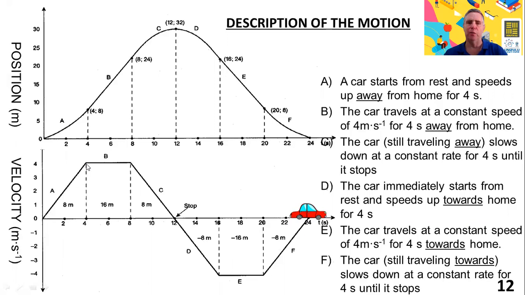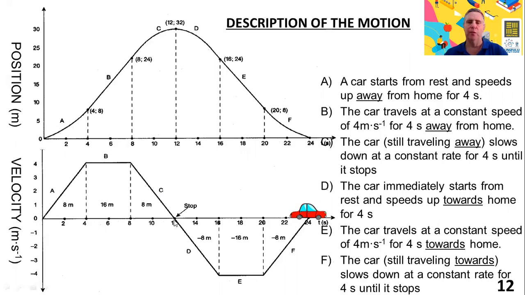Then maybe he's reached the speed limit, so section B, he travels at a constant speed of 4 meters per second for 4 seconds, still moving away from home. Then he maybe sees a stop sign, he presses his brakes, and he slows down, but he's still moving forward. How do we know? Because the position graph is still increasing. He comes to rest.